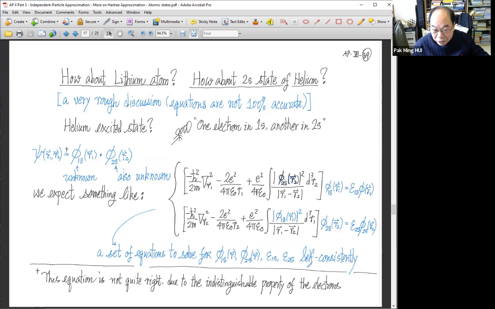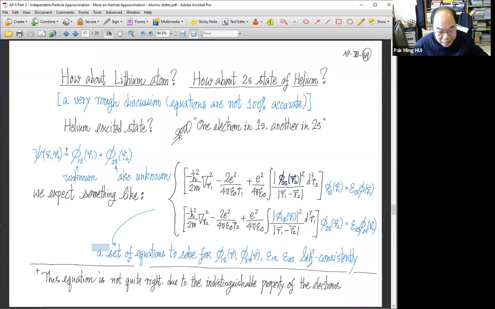The second electron in 2s must be producing a potential like this, acting on number 1. It itself is in 2s, which is also an unknown. If we think about the other electron in 2s, then the other one will be in 1s, producing such a potential energy function on 2.